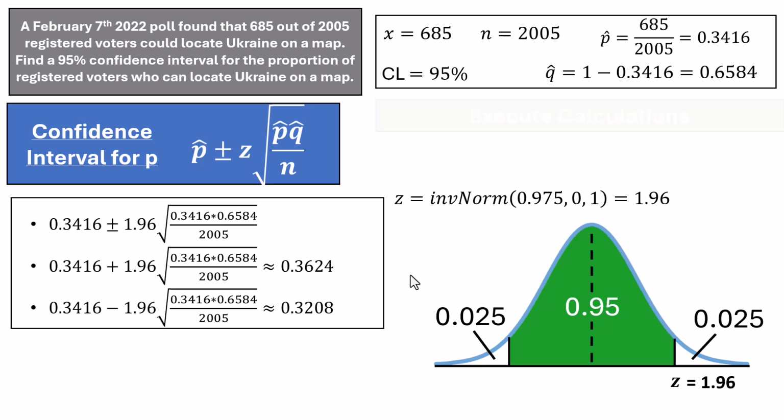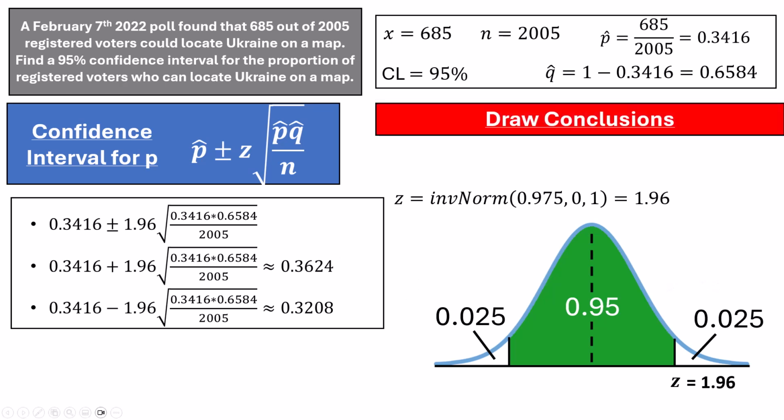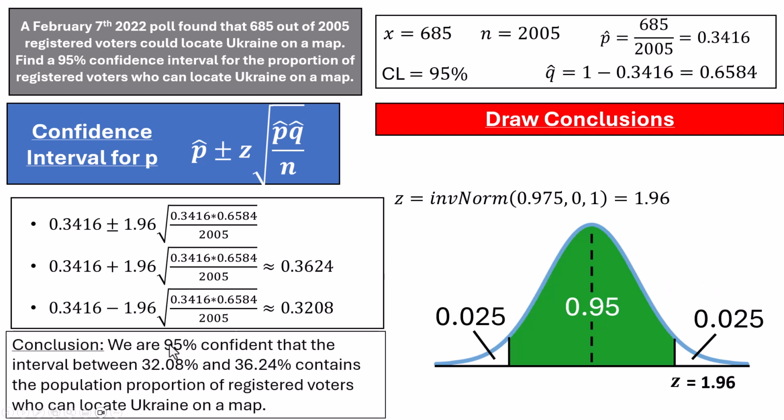All right, we only have one more thing to do, which is to draw conclusions, which is to use that template statement we had from before to write a sentence explaining exactly what we have found. And so that's going to look something like this. We are 95% confident that the interval between 32.08% and 36.24% contains the population percentage or proportion of registered voters who can locate Ukraine on a map.